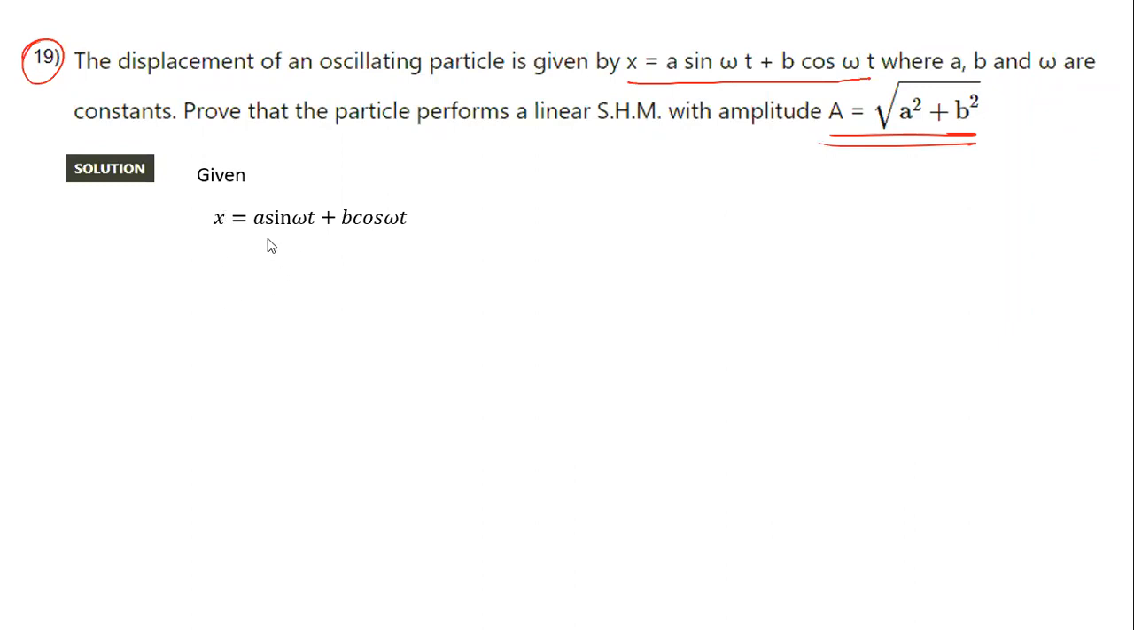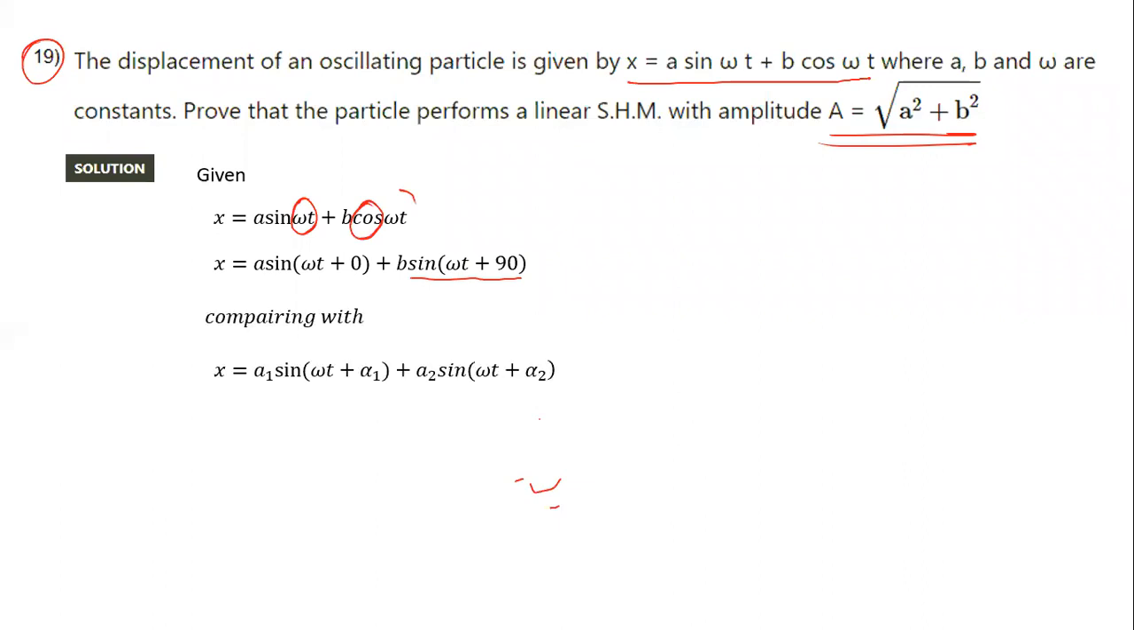So x is equal to a sin omega t plus b cos omega t. Now the same equation we can write here as a sin (omega t plus 0). And for this cos, we write cos in terms of sine. So b sin (omega t plus 90). You know that sin (omega t plus 90) is cos omega t. Comparing this equation with the standard form, the standard form is this.